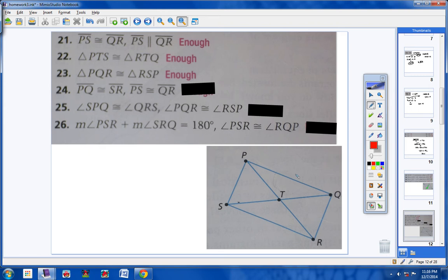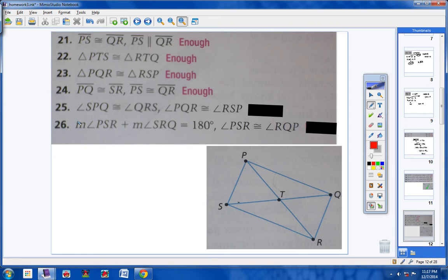Okay, PQ is congruent to SR. And PS is congruent to QR. Well, guys, we just covered that. Yes, we definitely know we have a parallelogram. Definitely. Because both sets of opposite sides are congruent. Okay? Moving on to number 25.